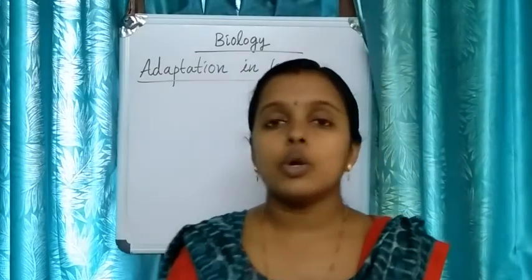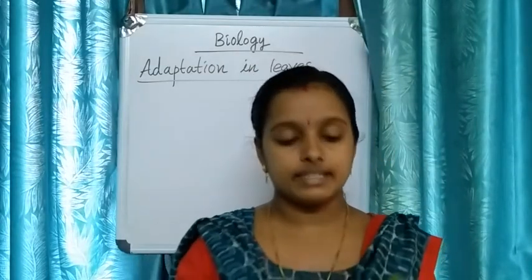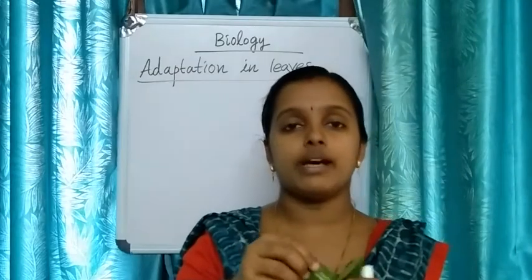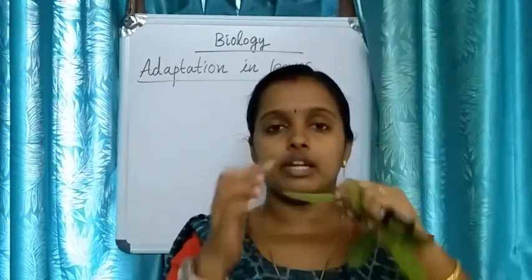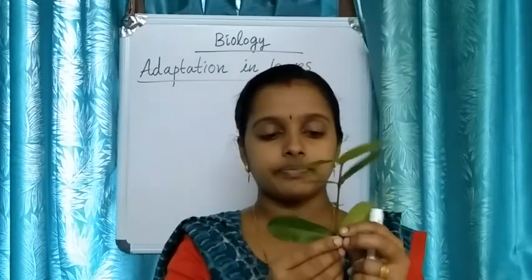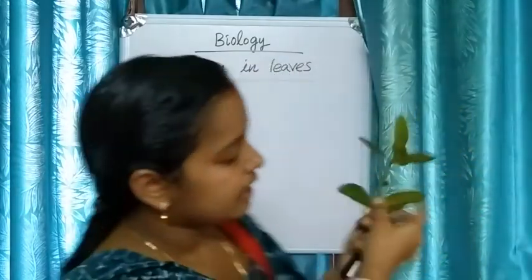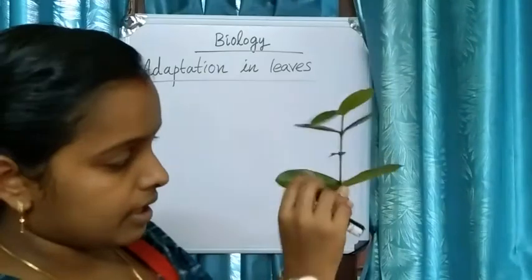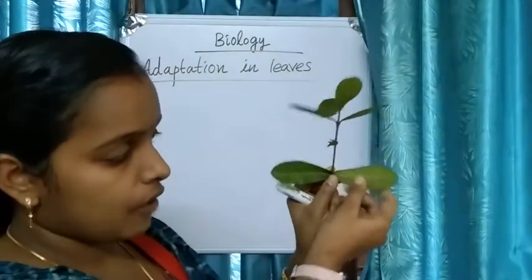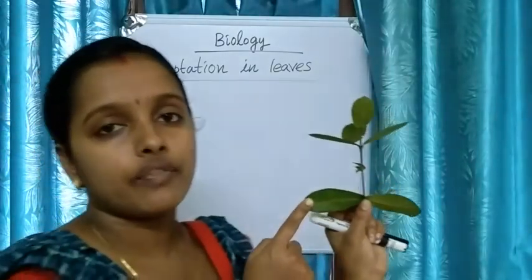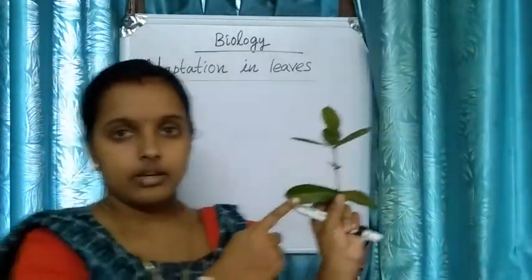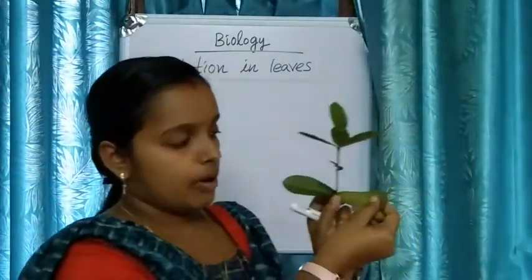Then chloroplast. We can see more chloroplast concentrated on the upper part of the leaf. That is the upper and lower portion of the leaf. This is the upper part of the leaf, and this is the lower part. When we compare these two, we can see more chloroplast here, and very little chloroplast here.